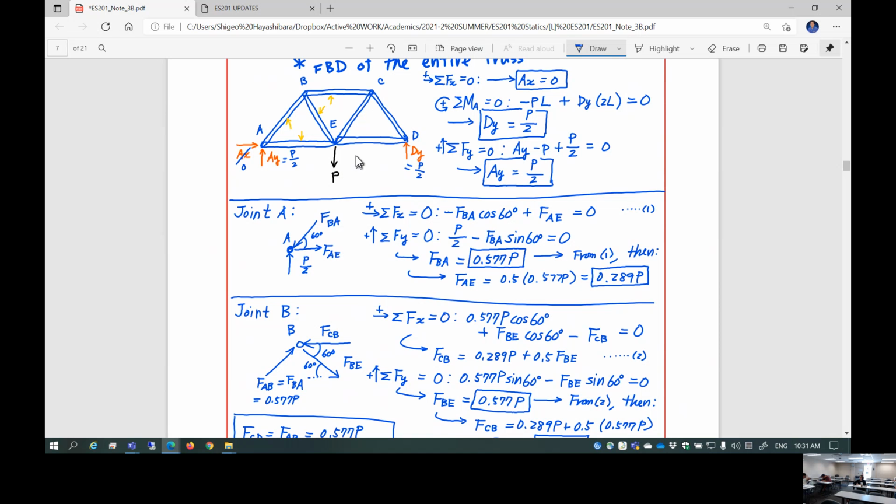Joint C, joint E, well, you have to do all of those joints. All of a sudden. Do you like this method? Hell no, right? I hate this, but you have to do it. This is the method of joints.